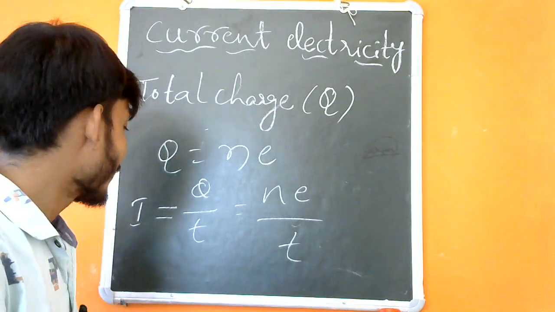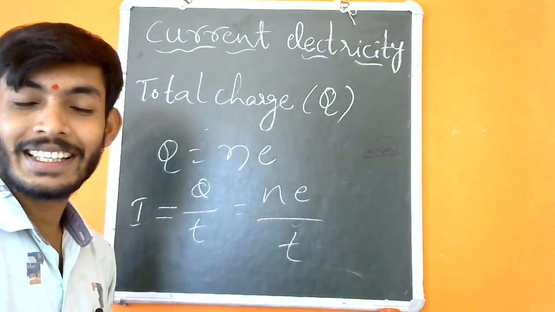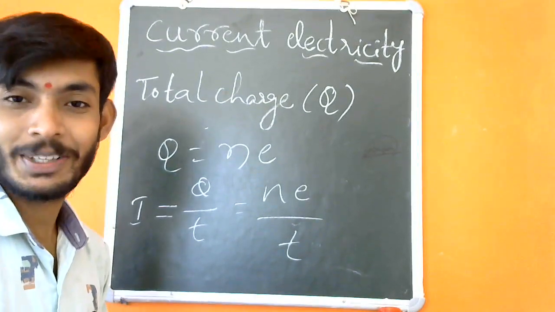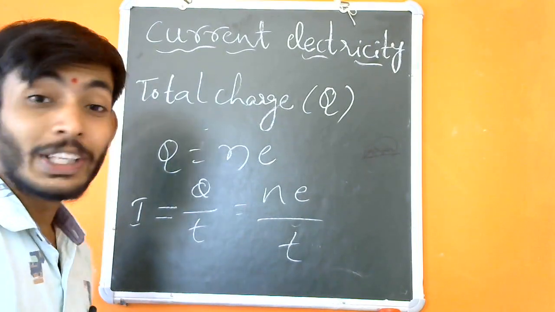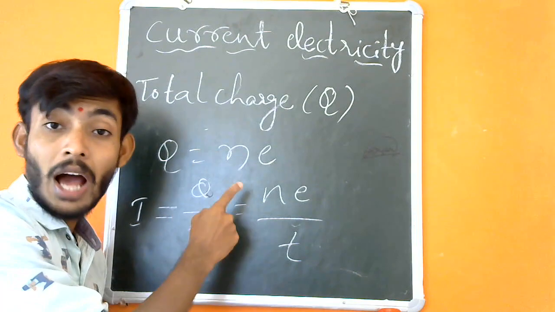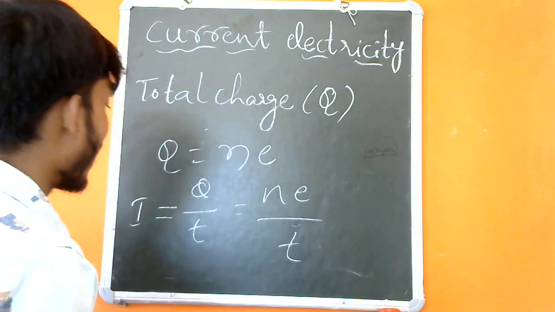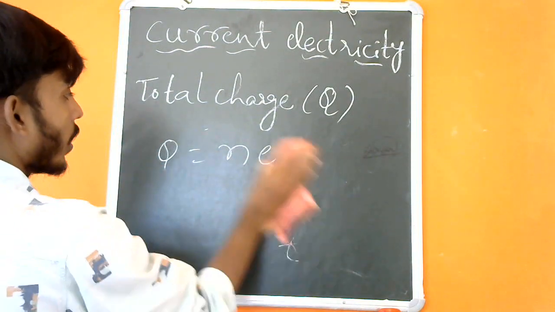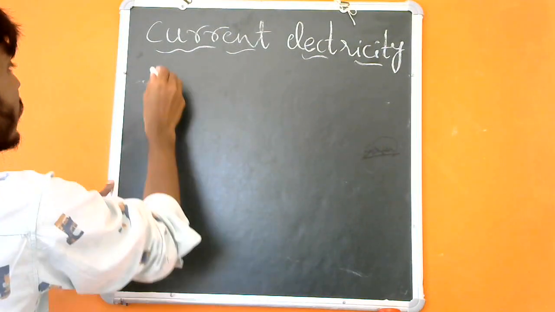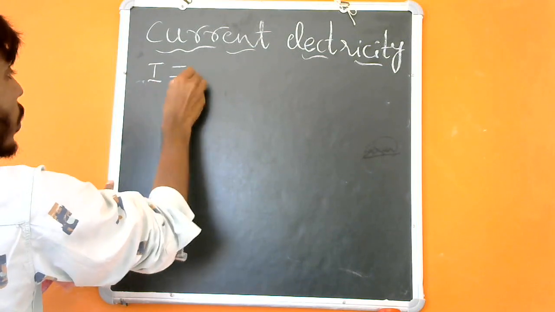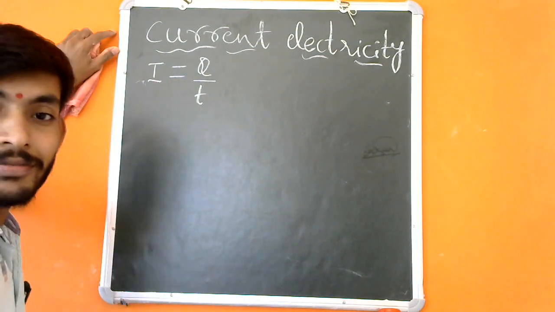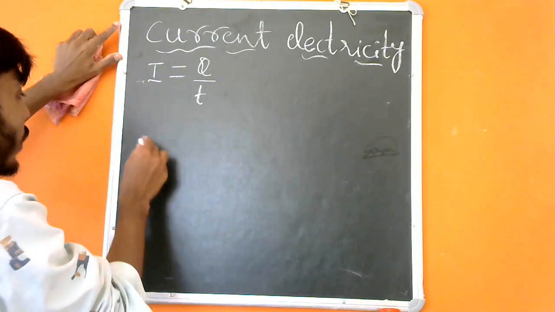Yes, come, let's define the unit of current. So we know that the unit of current is equal to the unit of charge divided by the unit of time. So now we are going to define the unit of current. So we have I is equal to Q by T.